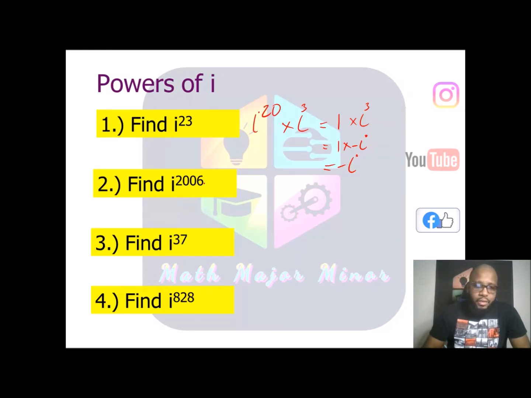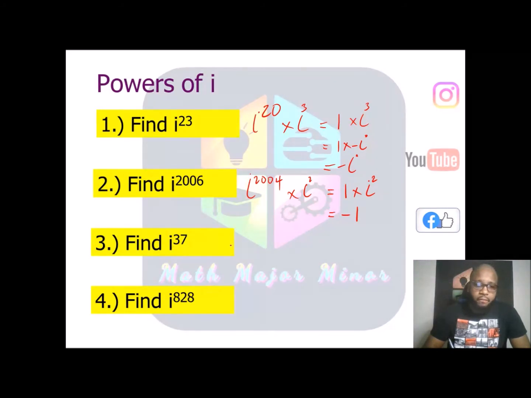Now, i to the 2006. Again, we need a multiple of 4 that is close to 2006. That's going to be 2004. Now, we need 2 more to add to 2004 to get 2006. Every multiple of 4 is going to be 1 times i squared. And do you remember what i squared is? That's -1. So that's 1 times -1, which of course is -1.